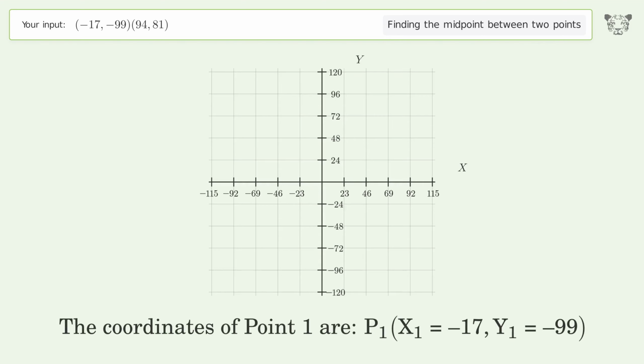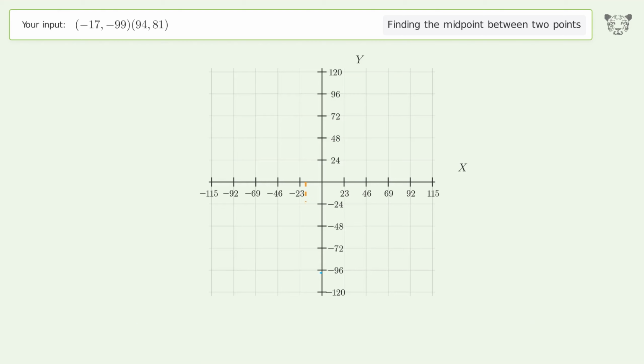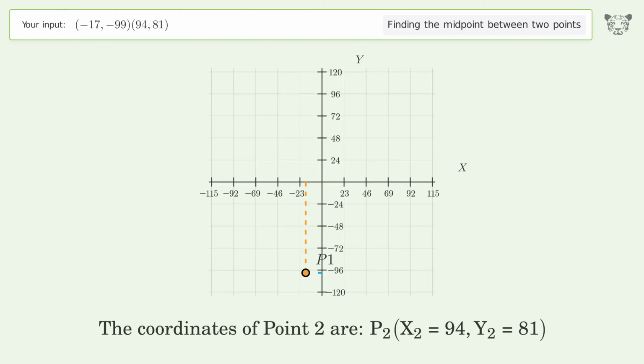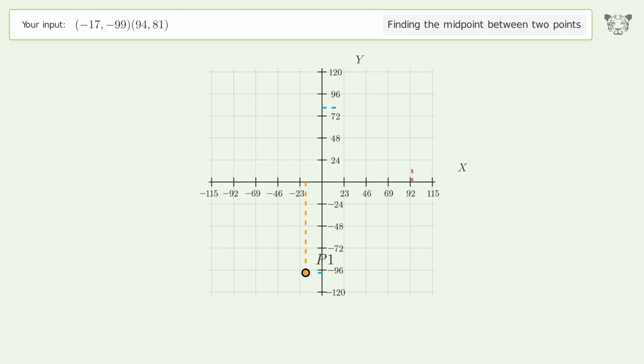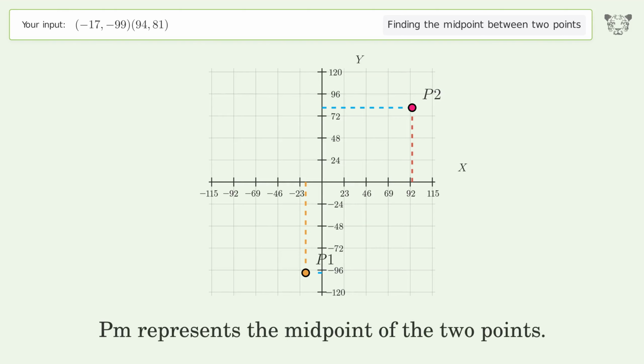The coordinates of point 1 are, x1 equals -17, y1 equals -99. The coordinates of point 2 are, x2 equals 94, y2 equals 81. PM represents the midpoint of the 2 points.